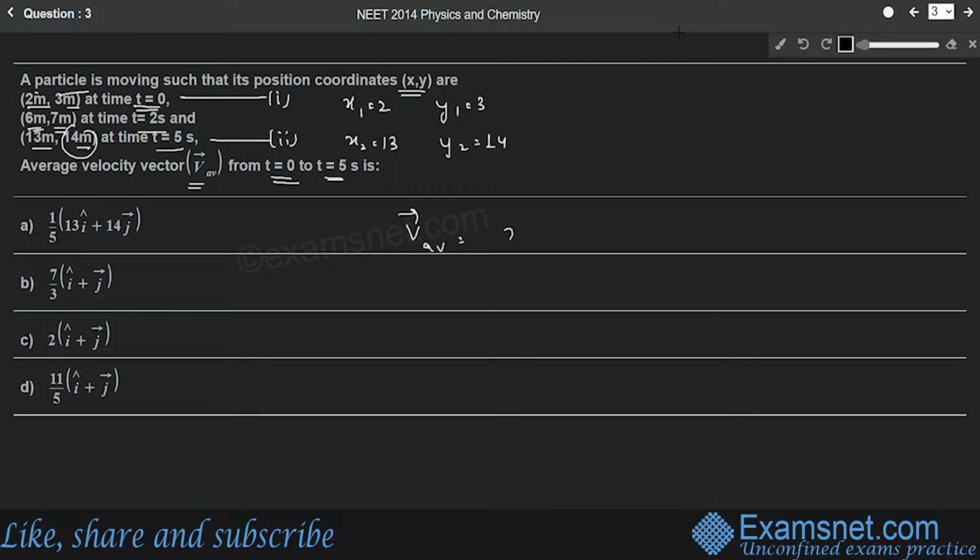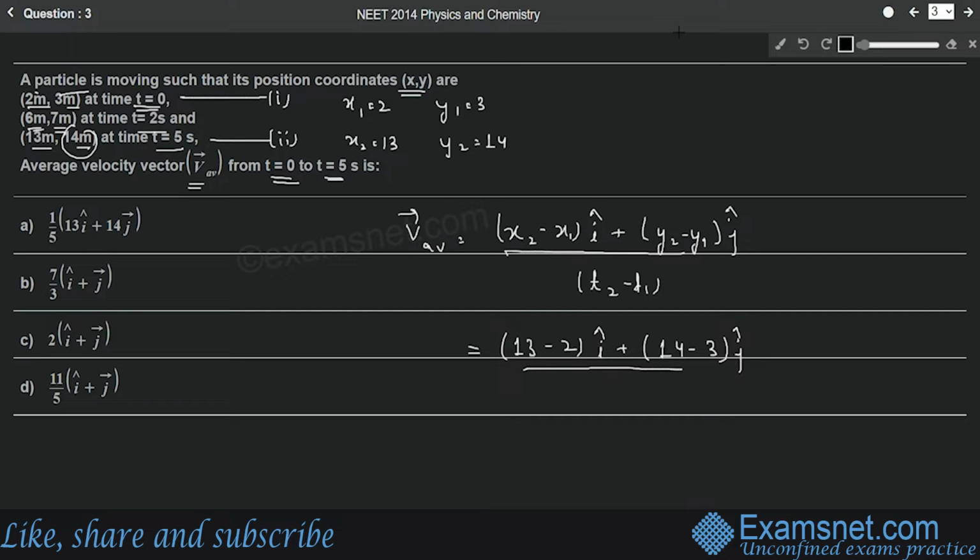So that will be equal to x2 minus x1 i cap plus y2 minus y1 j cap upon t2 minus t1, right? This is how we find the average. So let's put the values here. x2 is 13 minus x1 is 2 i cap plus y2 is 14 minus y1 is 3 j cap upon t2 is 5 seconds and t1 is 0 seconds, right?